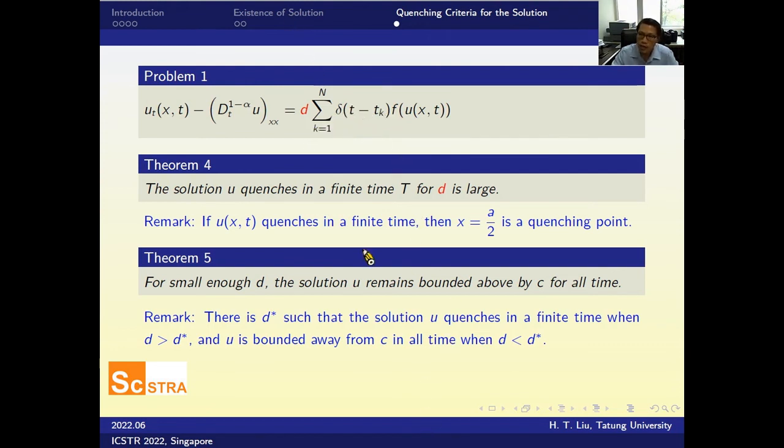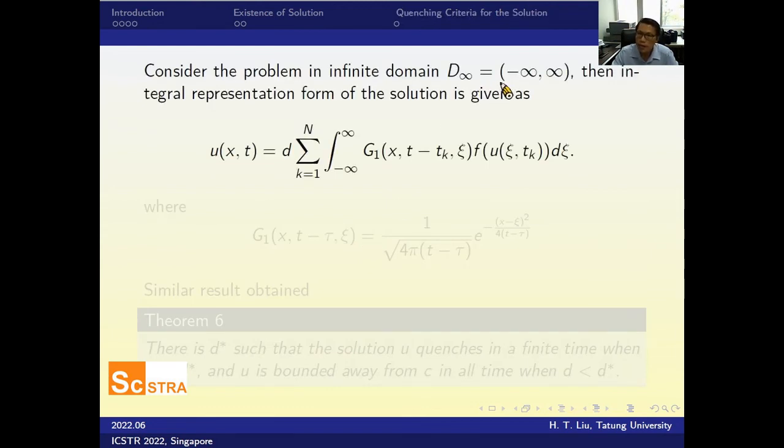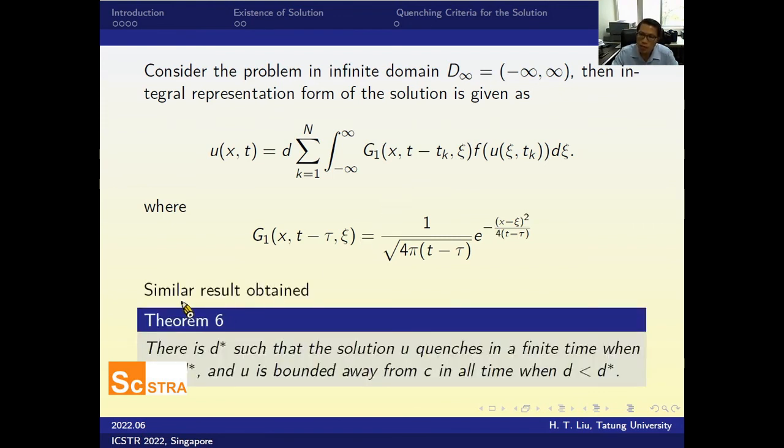But in the meantime, if we have fast enough or more frequent sources inside, then the solution will quench in our situation. As a very quick extension of the result to the infinite domain, that is the domain from negative infinity up to positive infinity, we have the integral representation form for the solution U as usual. Since the Green's function for this one-dimensional space appears in exponential form, it looks similar to what we have for the interval situation. So a similar result is obtained: there is a D star such that the solution will quench or not quench, depending on whether D is greater than or less than D star.